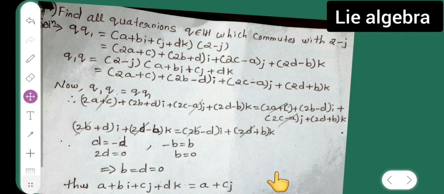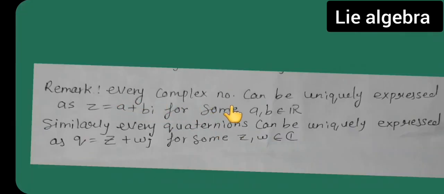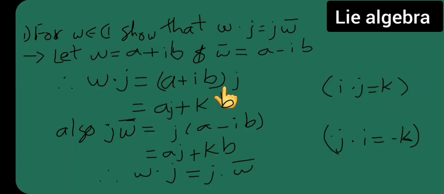Next. This remark is given: every complex number can be uniquely expressed as z is equal to a plus bi for some a, b belonging to R. Similarly, we have quaternions can be uniquely expressed as q is equal to z plus wj for some z, w belonging to the complex numbers. Next, we'll have to do this problem. For w belonging to the complex numbers, show that w into j is equal to j into w conjugate.